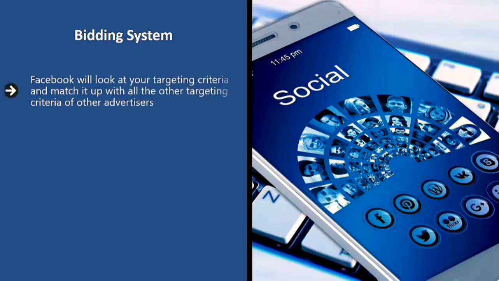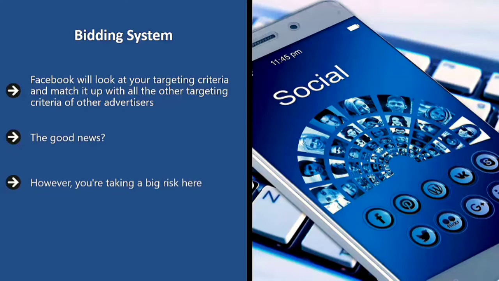Bidding system. Facebook will look at your targeting criteria and match it up with all the other targeting criteria of other advertisers. Once they find advertisers targeting the same type of people, they would then look at the maximum amount of money you're willing to spend for every click. These are then compared against other bids in a real-time auction that plays out every single second. The good news? You may be outbid for ad inventory, but there's a daily spending cap. So if your competitor already maxed out their ad spend, technically speaking, your cheaper ads could show up.